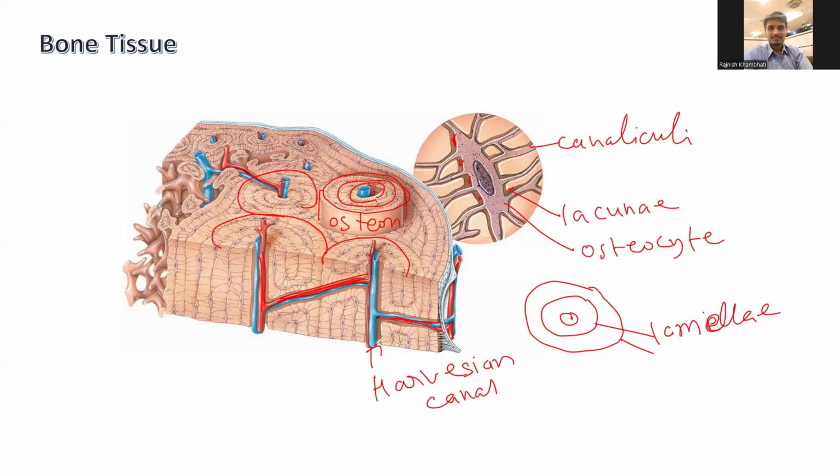What do you see inside? Blood vessels. So blood vessels are present in the Haversian canal, and they are surrounded by this lamellae, the concentric lamellae. If I draw it now, it will form this osteon. This is osteon. And you can see many such osteons are forming this kind of compact bone. And this portion is known as compact bone.